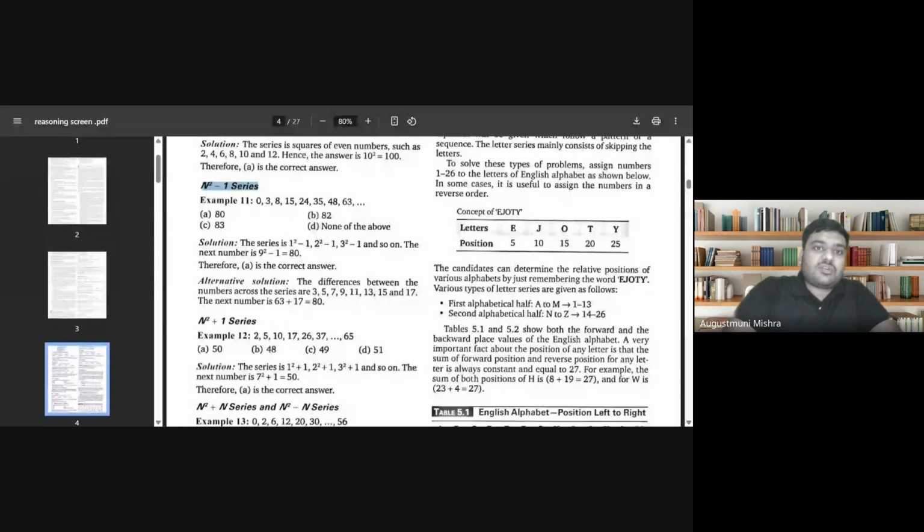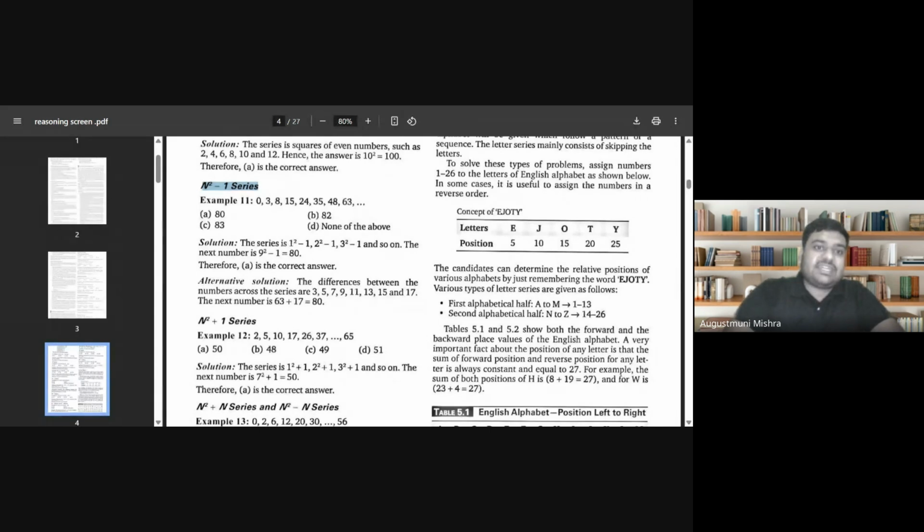Here at the end, 8 eights are 64 minus 1 is 63. Then 9 nines are 81 minus 1. So this is the basic series where you just use n square minus 1, where the numbers are in the series, like 1, 2, 3, 4, 5, 6.